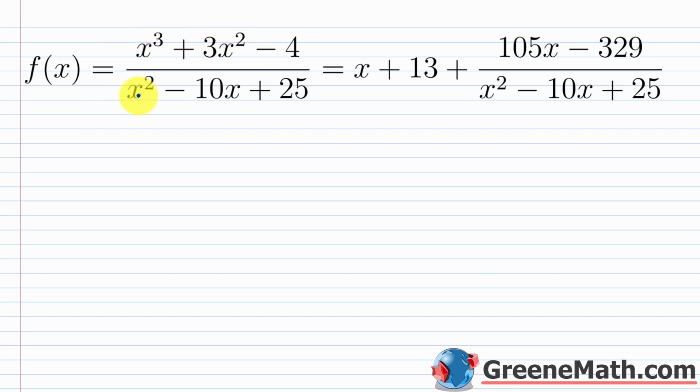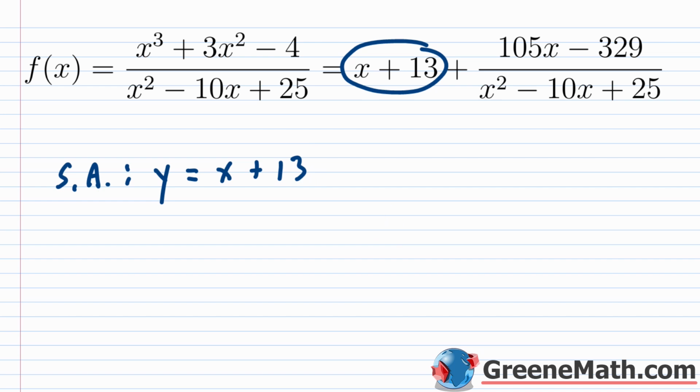All right, so coming here, we have f of x is equal to, again, x cubed plus 3x squared minus 4 over x squared minus 10x plus 25. This is equal to, this is your quotient, so x plus 13, plus your remainder, 105x minus 329, and we put that over the denominator, which is x squared minus 10x plus 25. So when we think about the slant asymptote, it's going to be this right here. So it's just y is equal to x plus 13.